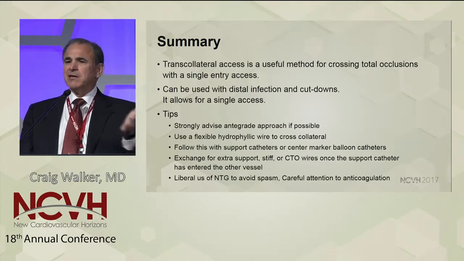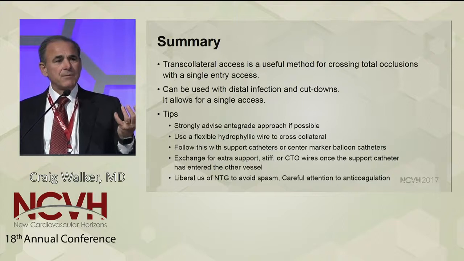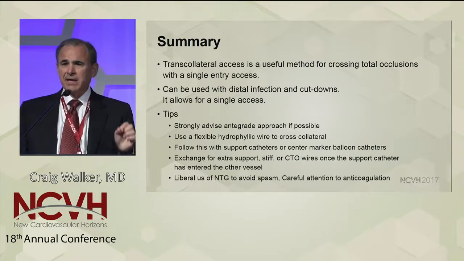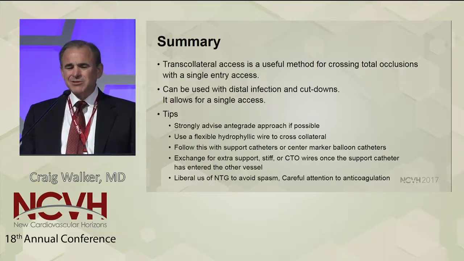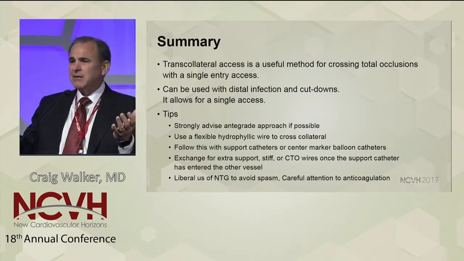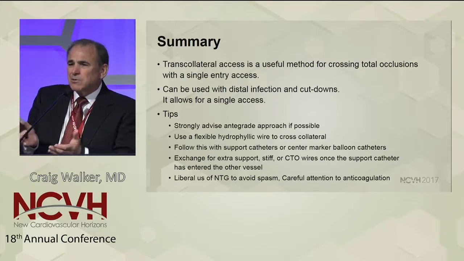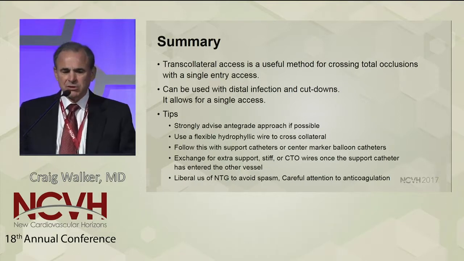Now, we can use this all over. I've used this technique to cross SFA lesions, to cross lesions of brachial arteries in a lot of different areas. This can be used with patience and requisite wire skills. Transcollateral access is a useful method for crossing total occlusions, and it allows you to do so with a single access site. It can be used when there's distal infection or extensive cut downs. And in this case, I couldn't show you the leg before as we were doing this live. I probably should have. But there were dense scars with sort of these indentions in the leg, and certainly you wouldn't have wanted to stick through that scar tissue.